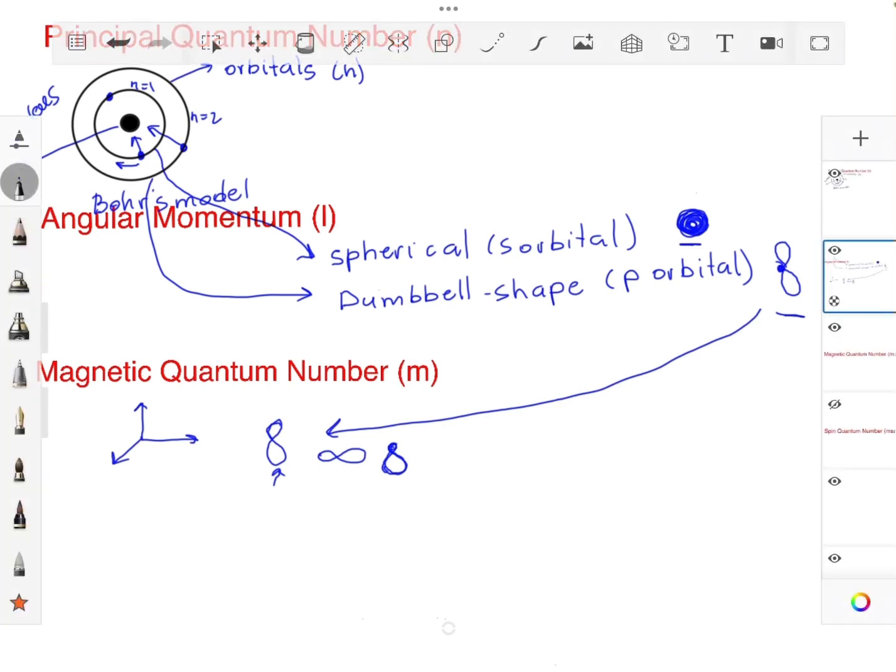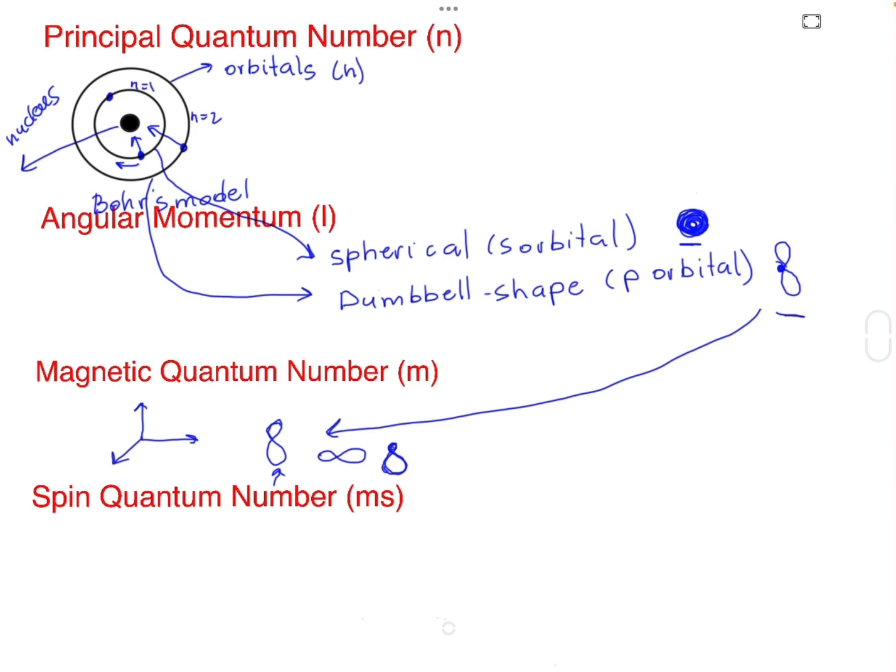Okay, the fourth quantum number, which is also called the spin quantum number, represents the spin of the electrons. It describes the intrinsic spin of the electron, its internal magnetic orientation. Now within each orbital, we have electrons, and how those electrons stay inside those orbitals, that's what the spin quantum number says.